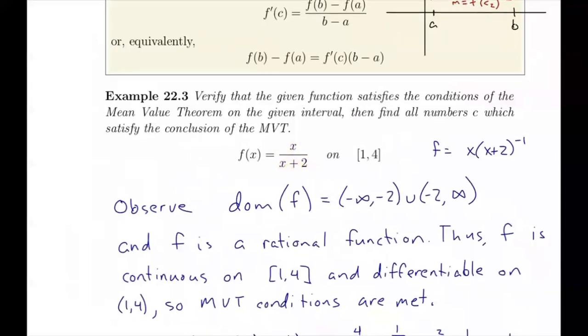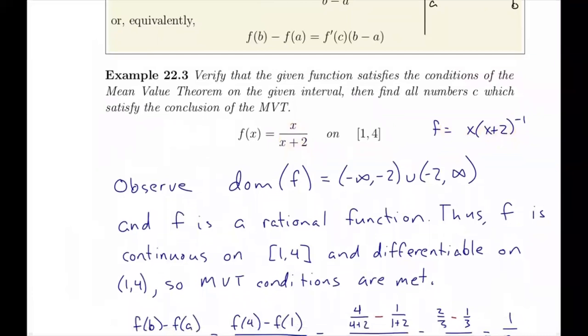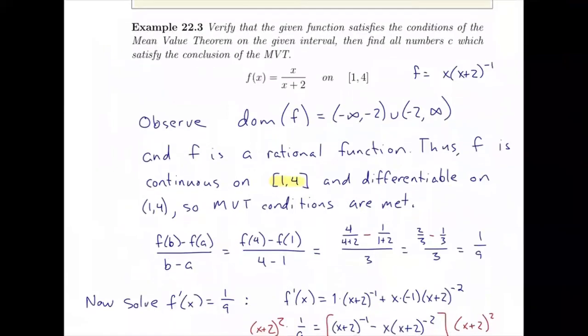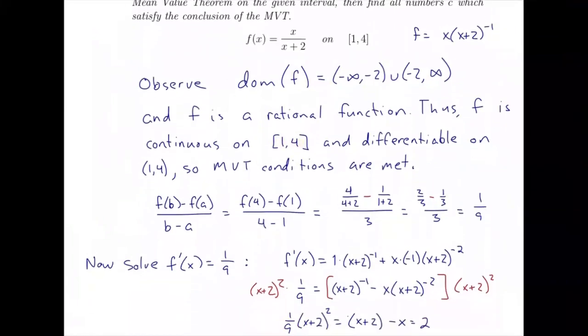Quickly, I'll just say off to the side, let me rewrite this as a product, x times x plus 2 inverse instead of dividing by it. That way I don't have to use the quotient rule if I don't want to. So we pointed out the domain of f is this, since we're talking about 1, 4, and the function is continuous and differentiable there, then yes, as a rational function, that's the case. All the conditions of the mean value theorem, or both the conditions, are met. It's continuous and differentiable on this interval, we've stated.